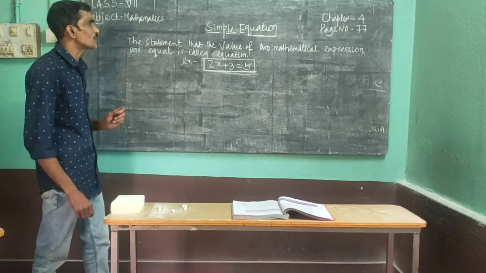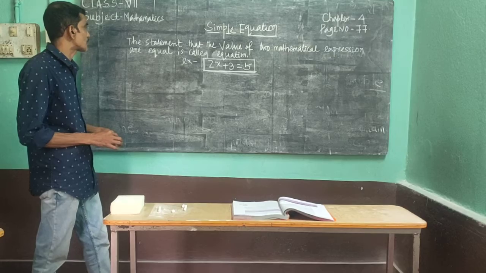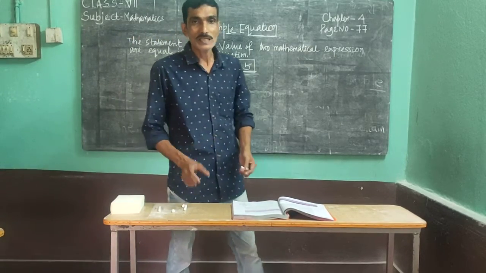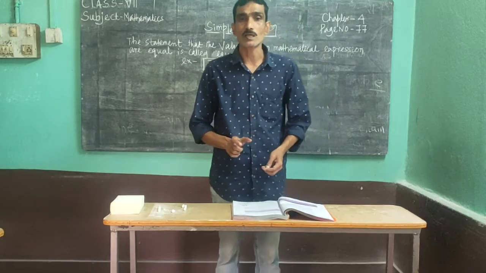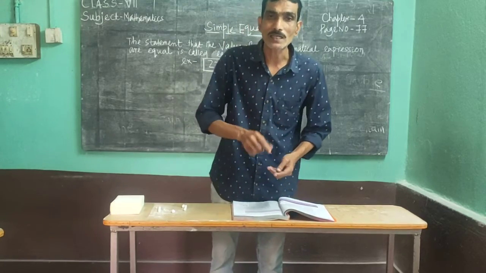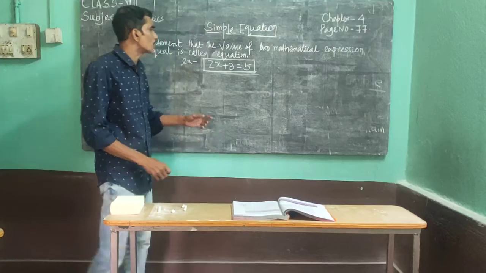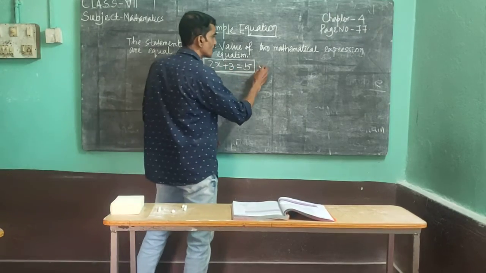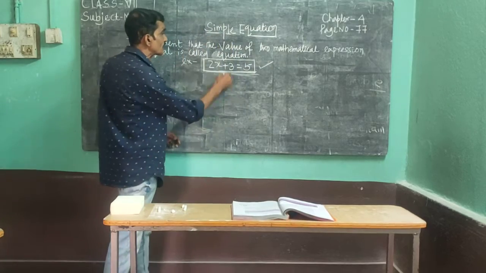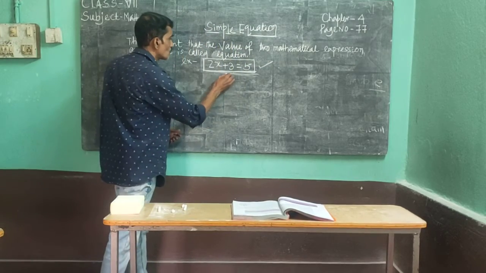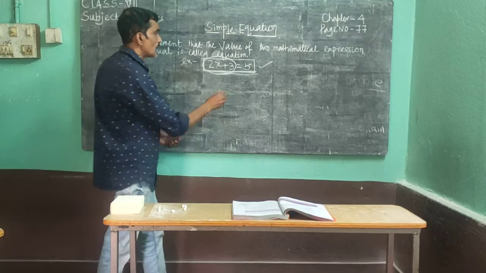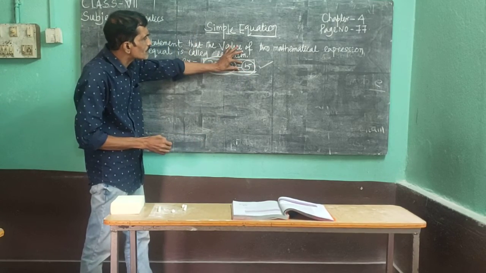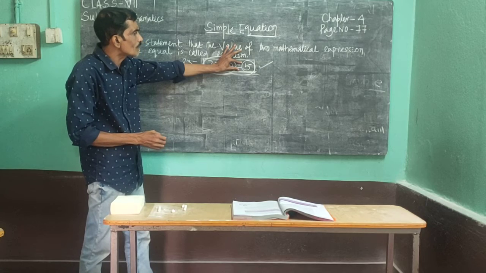The statement that the values of two mathematical expressions are equal is called an equation. That means it has two mathematical expressions joined by an equal sign. For example, 2x plus 3 is equal to 5. This is an equation. Why? It has two algebraic expressions. One is 2x plus 3, another is 5, and they are connected by the mathematical sign called the equal sign.